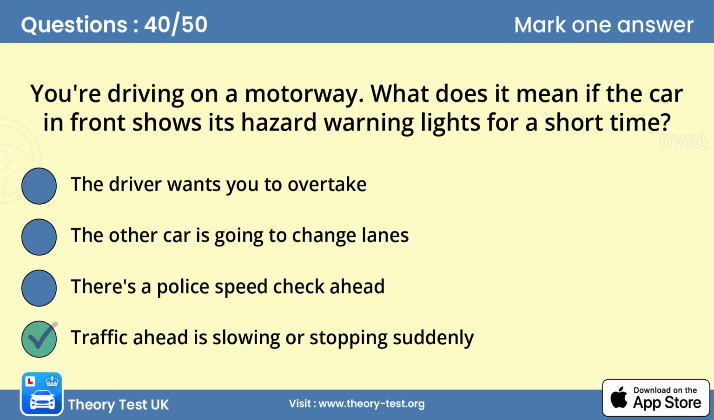D. Traffic ahead is slowing or stopping suddenly. If the vehicle in front shows its hazard warning lights, there may be an incident, stopped traffic or queuing traffic ahead. By keeping a safe distance from the vehicle in front, you're able to look beyond it and see any hazards well ahead.